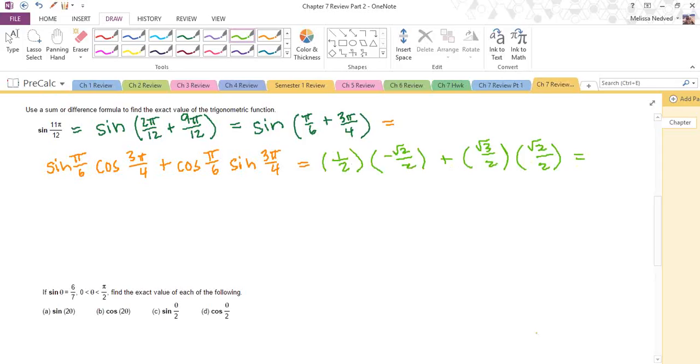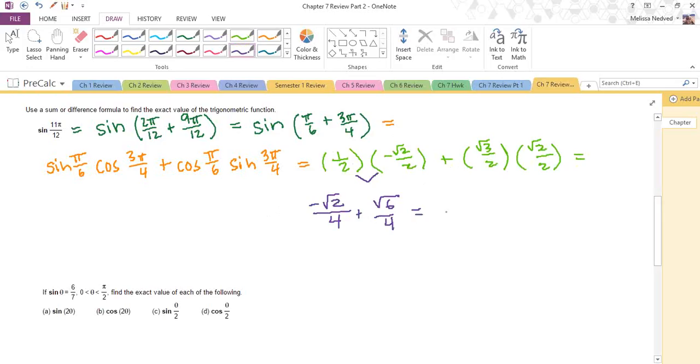The first thing I need to do is multiply each term together, and then I'll be able to add. So, when multiplying, I look at my first two terms, multiply across the top, 1 times negative root 2 is negative root 2. Multiply across the bottom, 2 times 2 is 4. Plus, second term, multiply across the top, square root of 3 times square root of 2. I can actually multiply what's under that radical and get the square root of 6. Over 2 times 2 is 4.